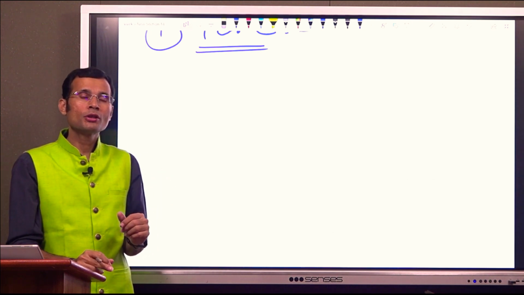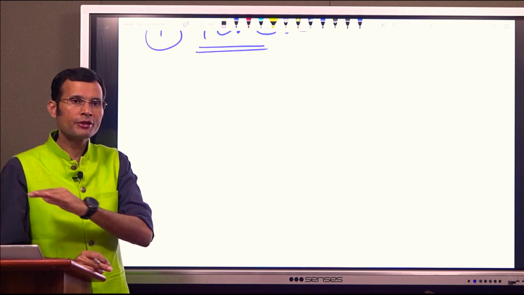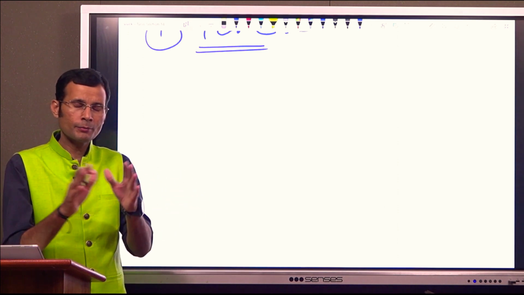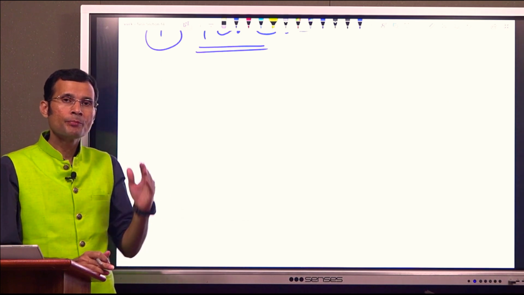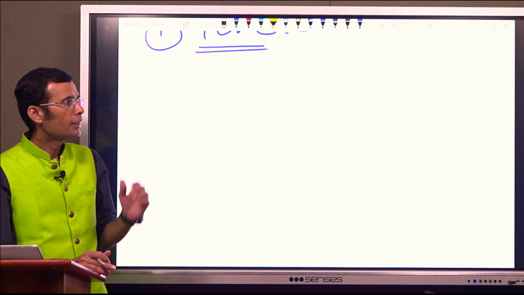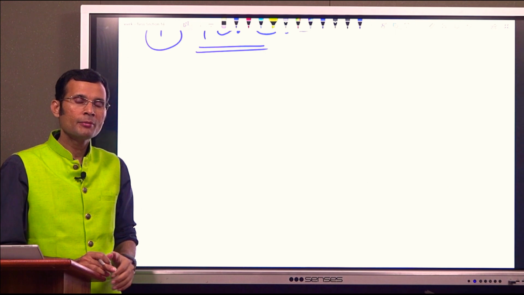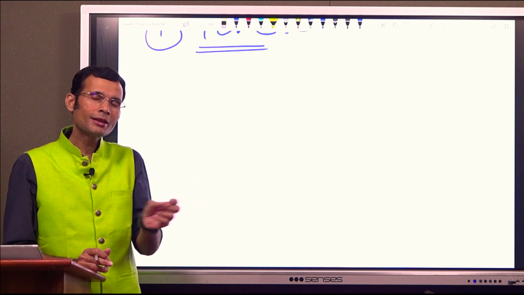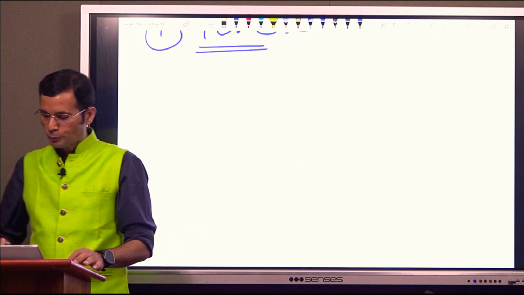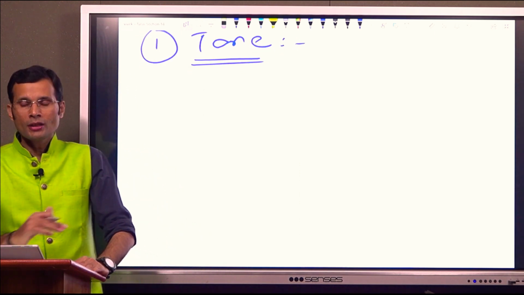Remember, the muscle tone is different in different muscle groups, but it is more seen in the extensor muscles. In the extensor muscles, anti-gravity muscles or postural muscles, the tone will be a little higher compared to other muscle groups. So, that's about the tone.